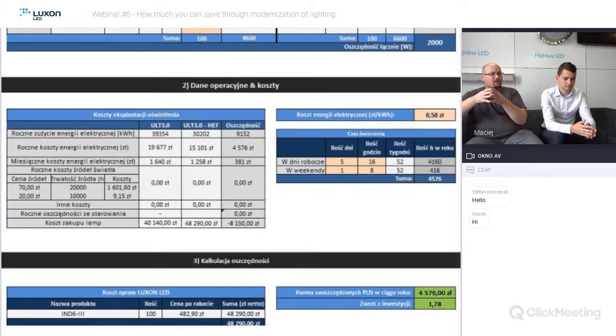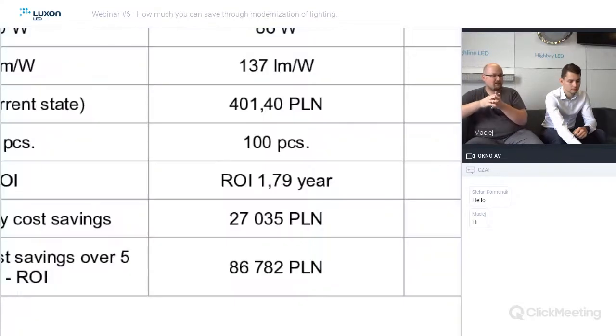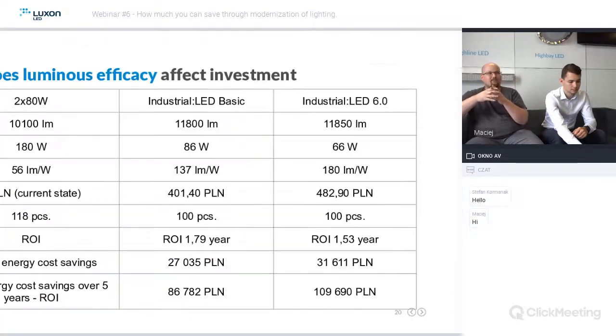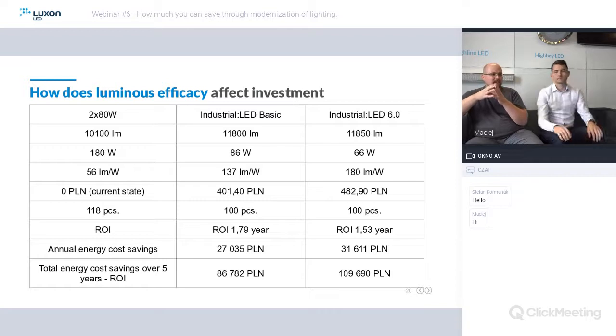So even changing the already existing LED installation for higher efficacy can be done with a very fast, very attractive ROI. This is less than 2 years. So this is very attractive, and on this scale, you still get quite a nice amount of energy cost savings with that.